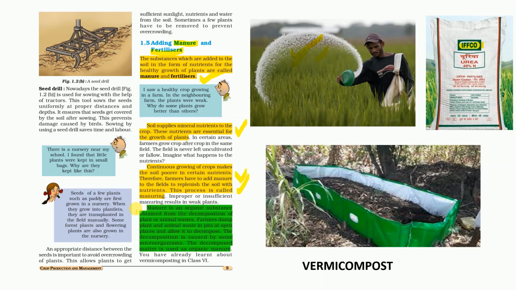So the organic fertilizers are called manures, which are prepared from organic substances obtained from the decomposition of plant and animal waste. The farmers dump the plant and animal waste in pits or this type of equipment, and also put in some microbes such as earthworms, which promote the decomposition of these plant and animal materials. And after a certain period of time, 6 months or 8 months, this vermicompost is prepared and then dumped in the farm by the farmers.